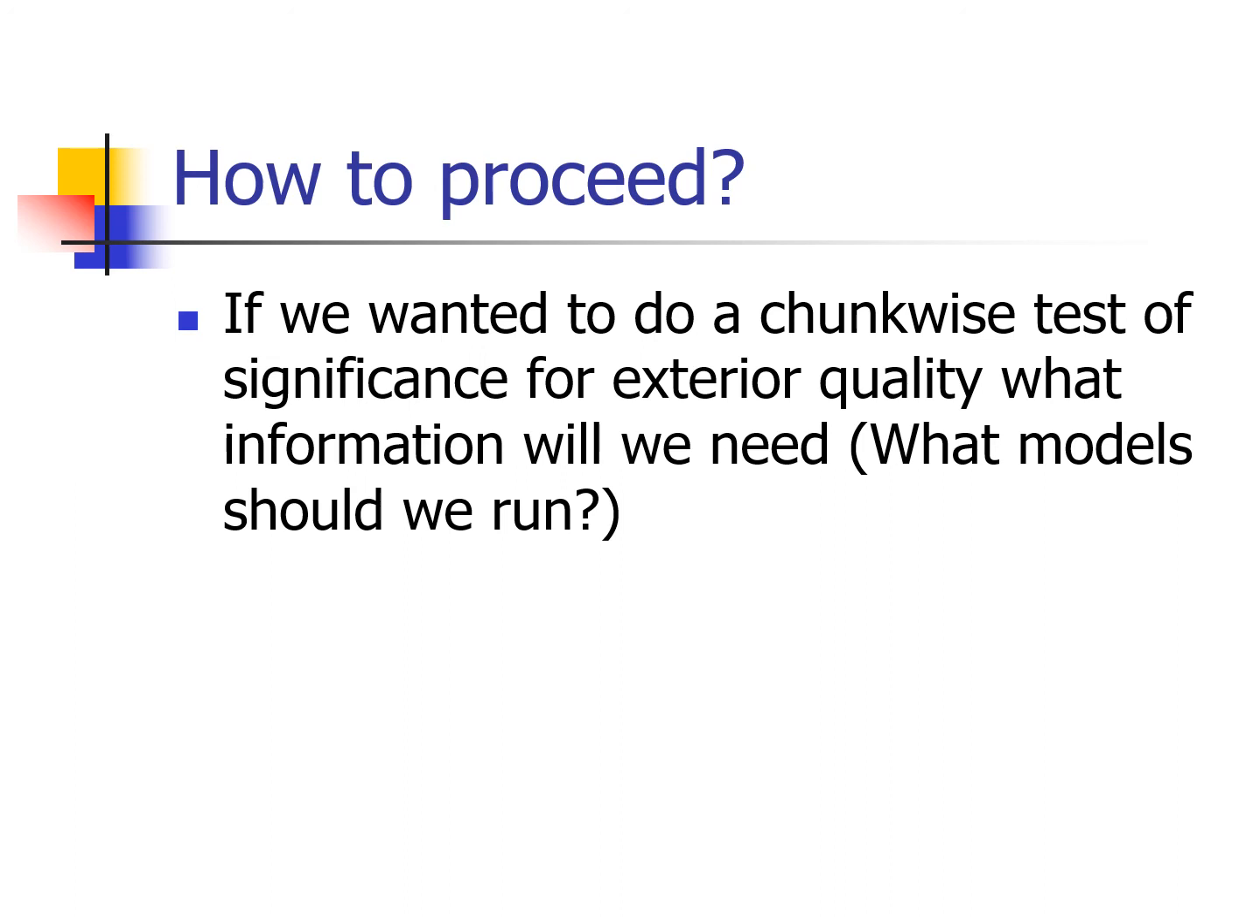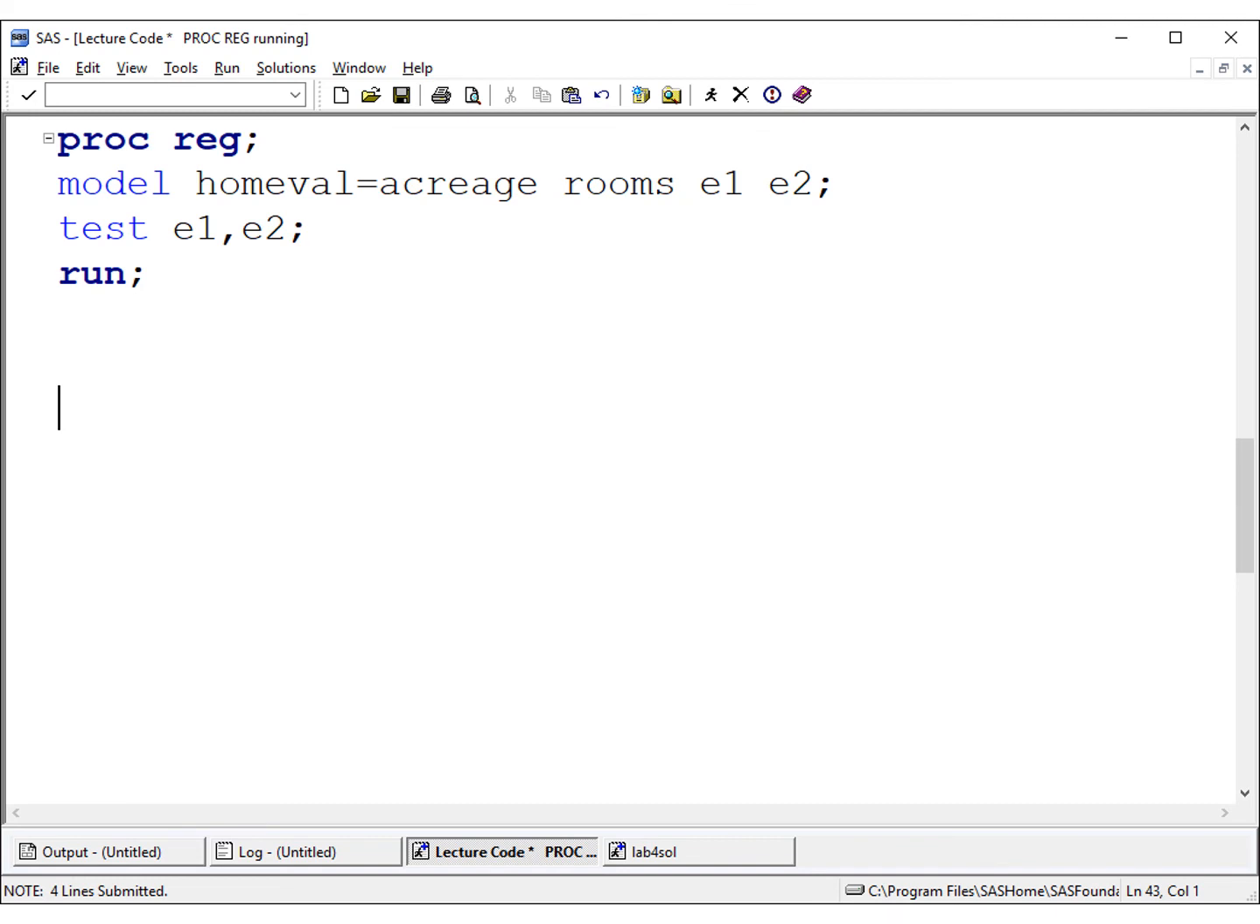Okay, so think about what your code would look like. Maybe sketch out what you think the code would look like. Remember, to do a chunk-wise test, and to use that test statement, we have to use proc reg. And so here it is. We put all the variables in the model statement, even the variables that are in our chunk. So we have acreage, rooms, E1 and E2. And we want to do a chunk-wise test for E1 and E2, right? So that's going to be a chunk-wise test with 2 degrees of freedom in the numerator because our chunk is of size 2.